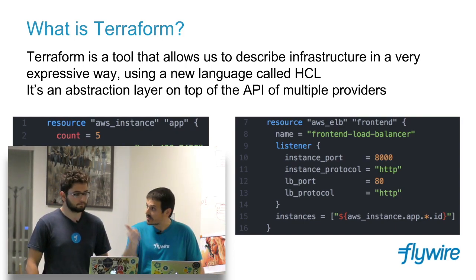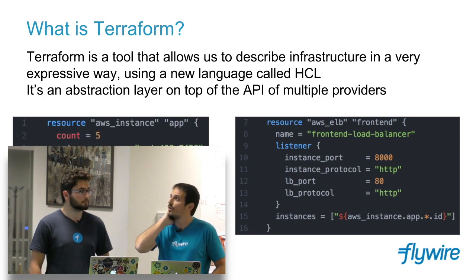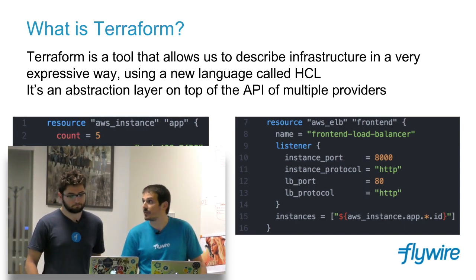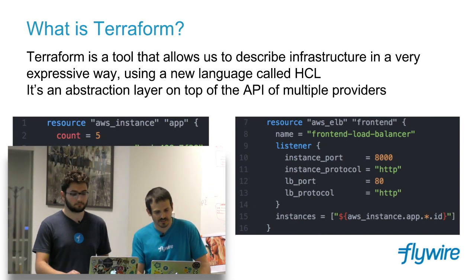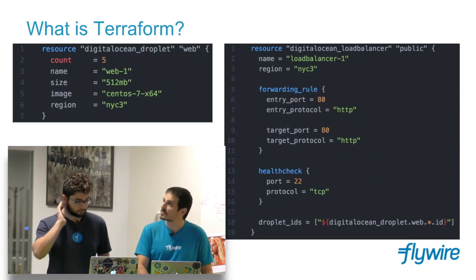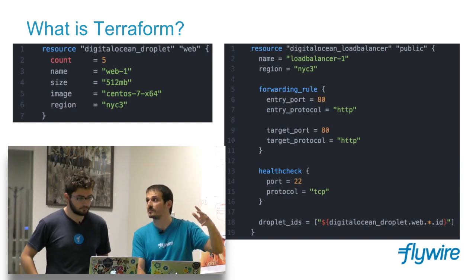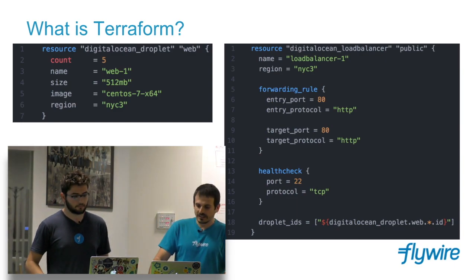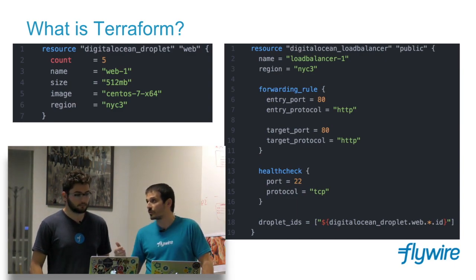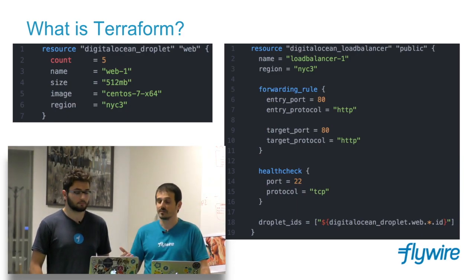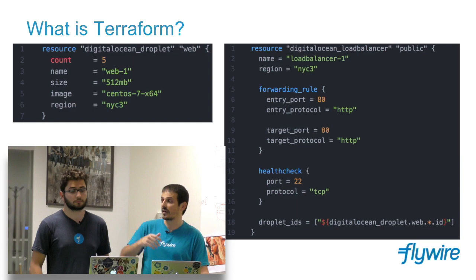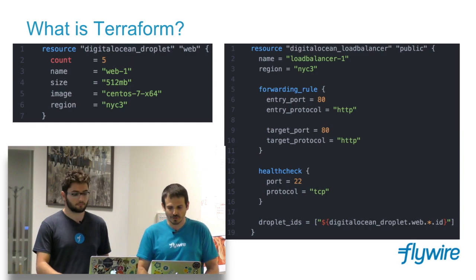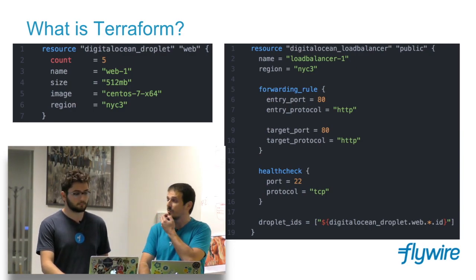In this example, you can see how to use HCL to bootstrap 5 servers in Amazon behind a load balancer. This is the same example using DigitalOcean. So you can use Google Cloud, DigitalOcean, VMware, you name it. And if there is no support yet for the provider that you are using, its plugin architecture allows you to write your own plugin and support your provider. We will see some examples of this later.